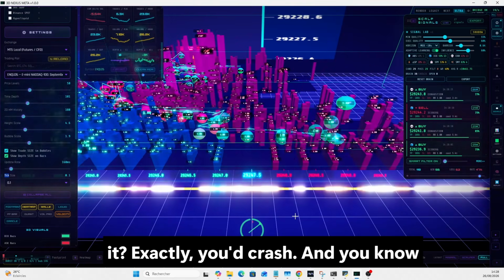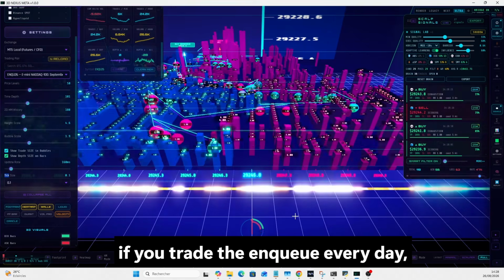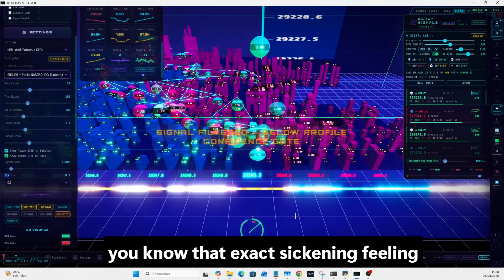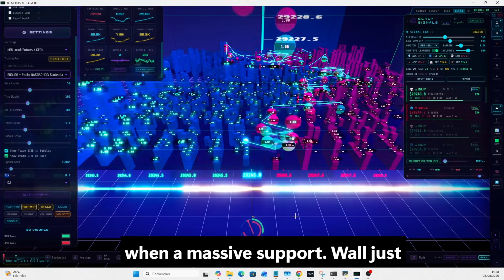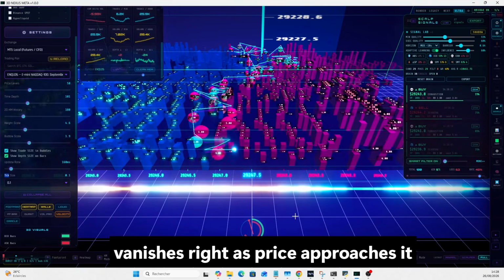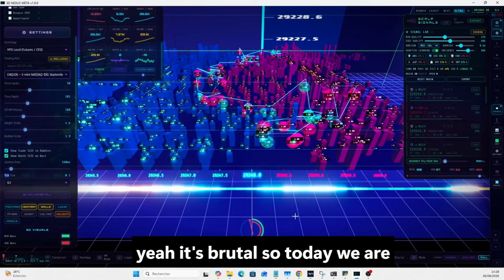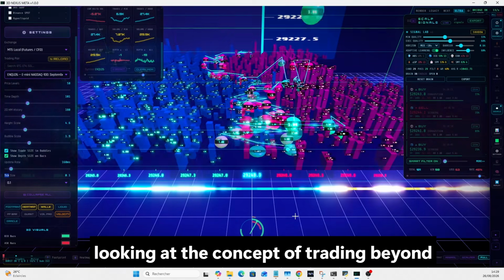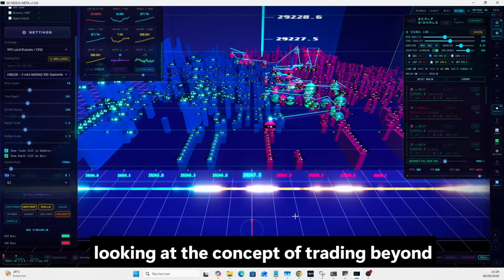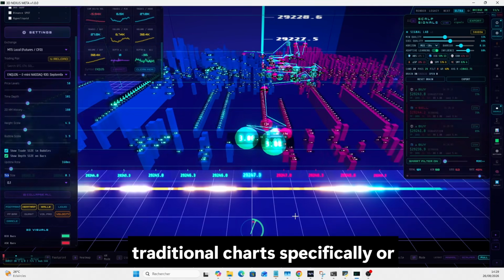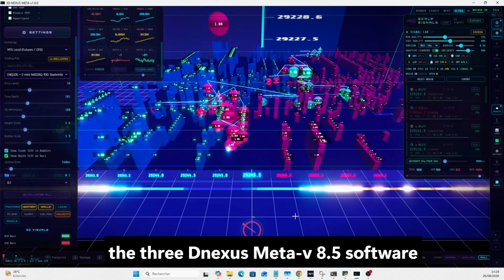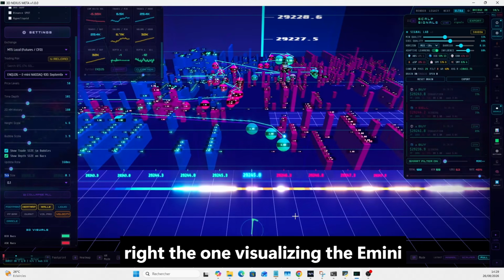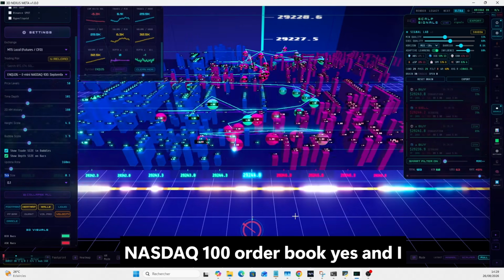Exactly. You'd crash. And if you trade the NQ every day, you know that exact sickening feeling when a massive support wall just vanishes right as price approaches it. Yeah, it's brutal. So today, we are looking at the concept of trading beyond traditional charts. Specifically, we're analyzing a 25-minute capture of the 3D NEXUS META V8.5 software. Right, the one visualizing the E-mini Nasdaq-100 order book.